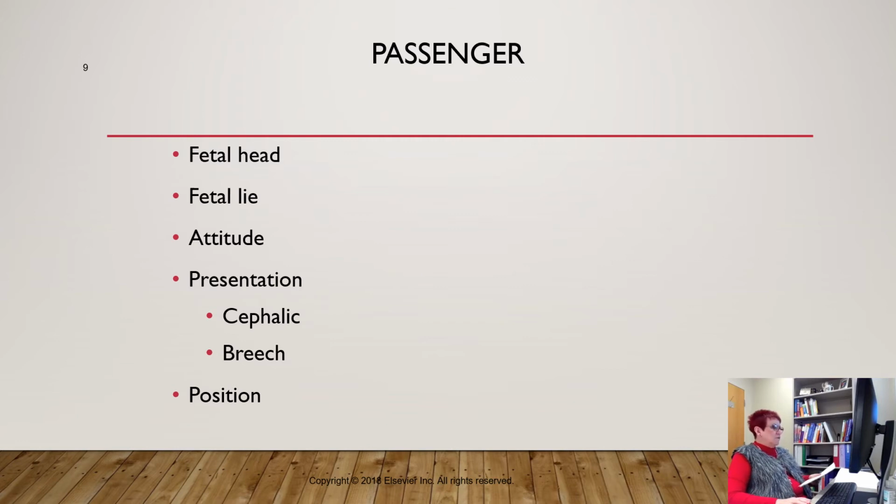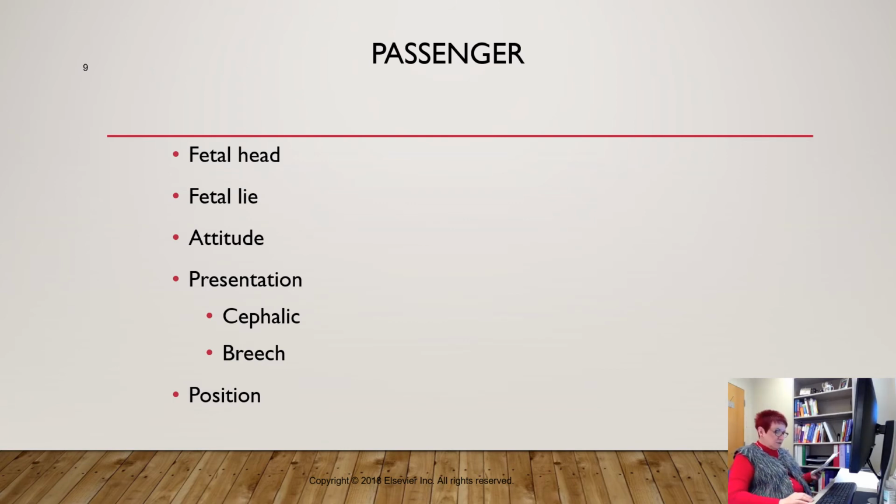The position we've already talked about, or presentation. So the position is denoted by a three-part letter abbreviation: right occiput anterior, left occiput anterior, right occiput transverse. That doesn't mean the baby's laying transverse. It just means the fontanelles and so forth, and the sutures in the skull, are turned a different way. And we'll be talking about that a little bit more in a minute.